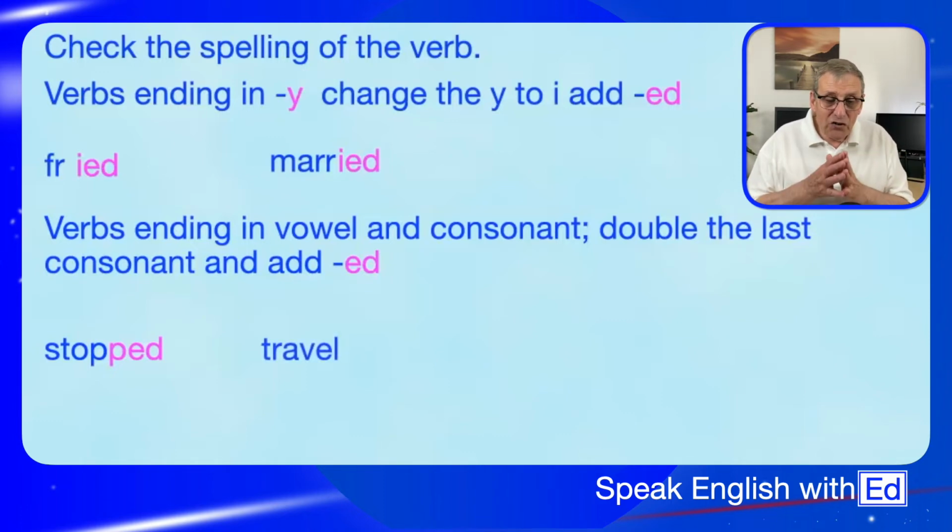Now here, another one, travel. This again, EL, a vowel, and then a consonant. So what's the rule?